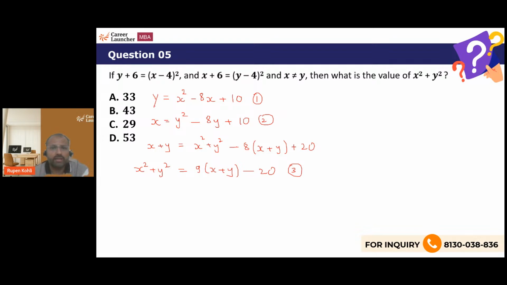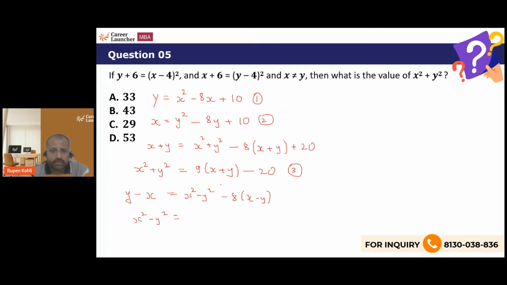So I'm doing 1 minus 2. Okay, so I will have y minus x equals x square minus y square. All right, minus 8x plus 8y, which can be written as minus 8 times x minus y, and 10 goes away. Perfect. All right, so take the terms on one side. So I'm getting x square minus y square.